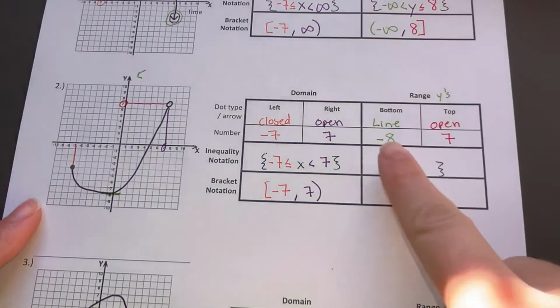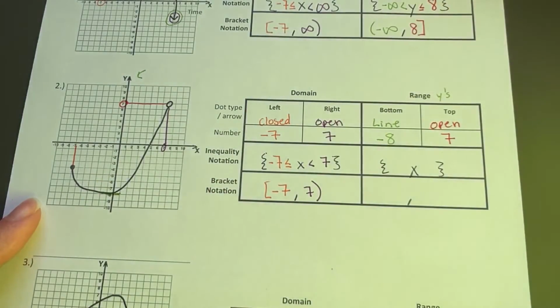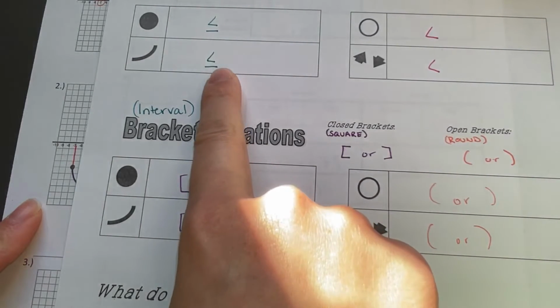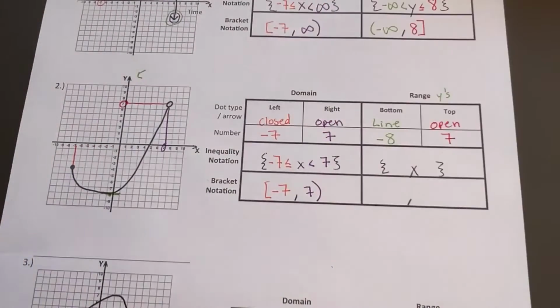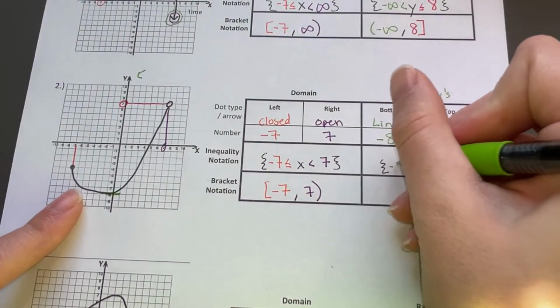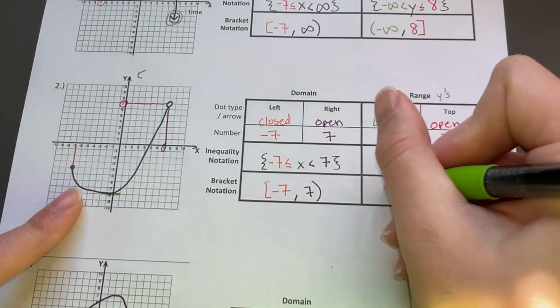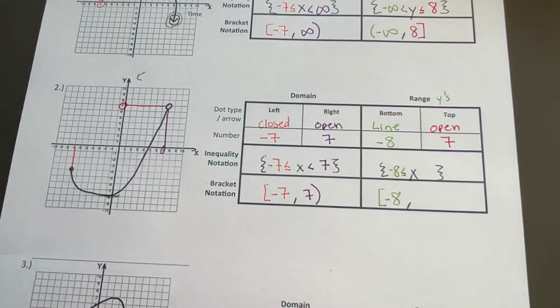All right, so in this one, we have a line that's happening, right? We have a line at the bottom. So remember from yesterday, a line uses the mouth with the line for inequalities, and for bracket, it uses square brackets. So I'm going to put -8 and a mouth with a line. And then for bracket notation, let's do this all together. We're going to have a -8 with a square bracket.